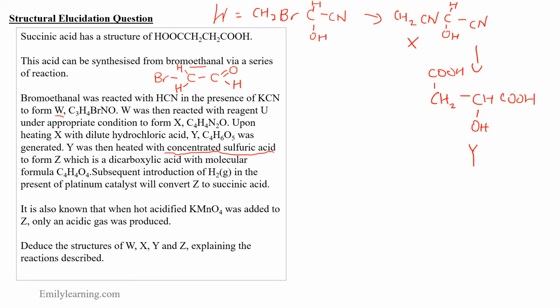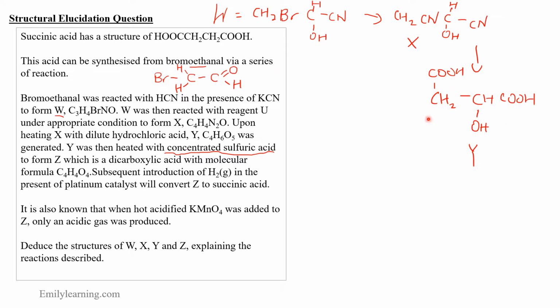Okay, so for this, I have an OH group, so I know that this reaction involving concentrated sulfuric acid will be the dehydration of the alcohol. And for dehydration of alcohol, I'll remove the OH and H from adjacent carbons. Okay, and when I remove this OH and H, I will have a double bond.